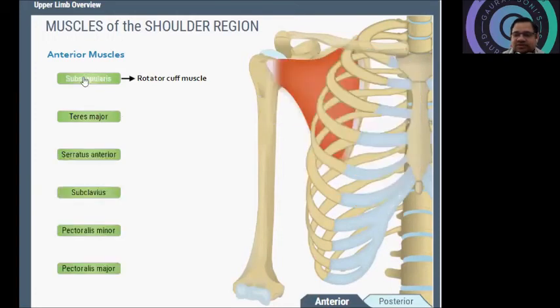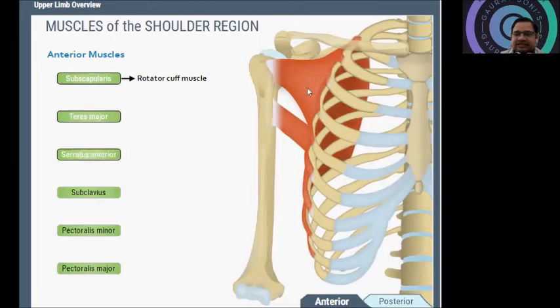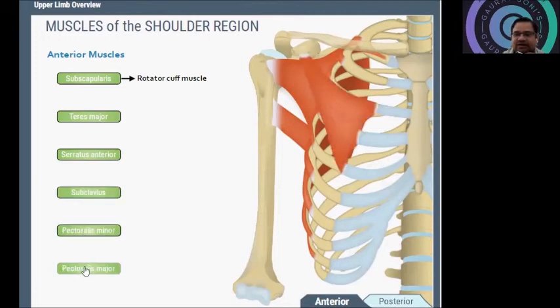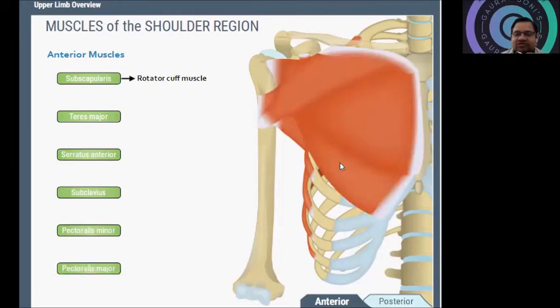First is subscapularis muscle. It is one of the rotator cuff muscles. Then teres major, serratus anterior. Serratus anterior is a serrated muscle which is present on the whole of the rib region, towards the back side of the scapula itself. Then there is subclavius. Subclavius, as the name suggests, is below the clavicle. Then there is pectoralis minor and pectoralis major. Pectoralis major is a fan-shaped muscle which helps with the different movements of the pectoral region. We will talk about these muscles in detail in some other video.